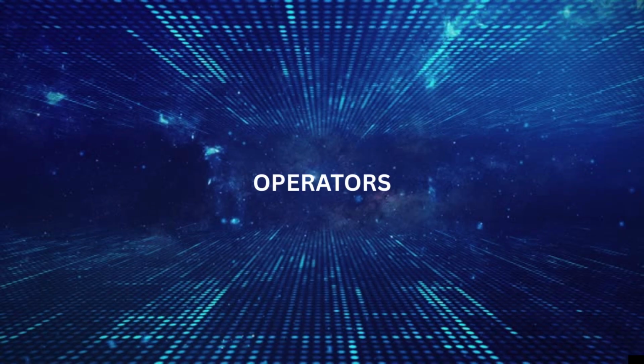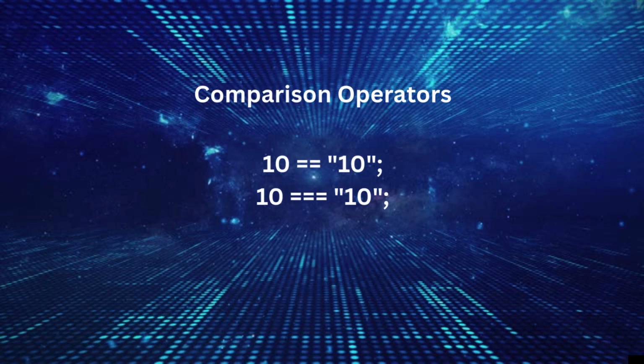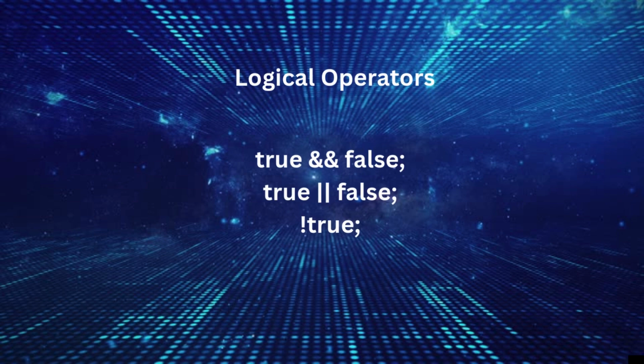Operators. Operators are used to perform actions. First, arithmetic operators. Next, comparison operators. Double equal checks only the value. Triple equal checks both value and type. Always try to use triple equal. Now, logical operators.